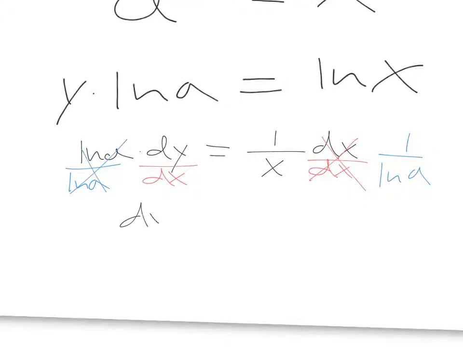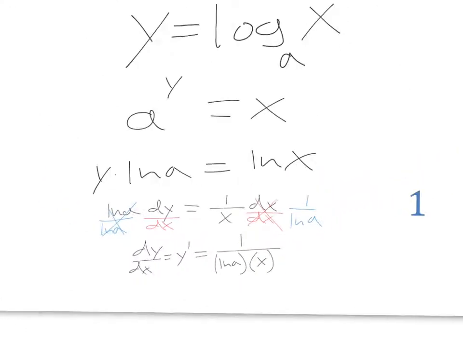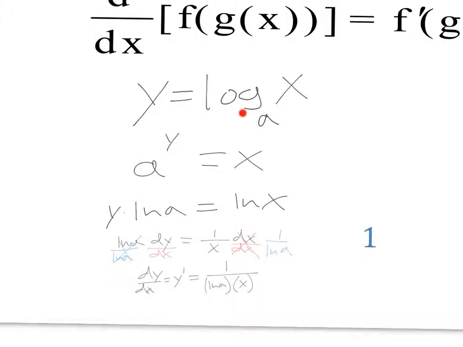Okay, and so you get the dy over dx, or what would also be called y prime, is 1 over the natural log of a times x. And of course, if x was a more complicated function, it would be x prime. You'd have the dx, or if this was a u, you'd have du out here. Okay, so that's actually the formula for the derivative of log base a of x. It's just 1 over ln a times whatever's inside the log.